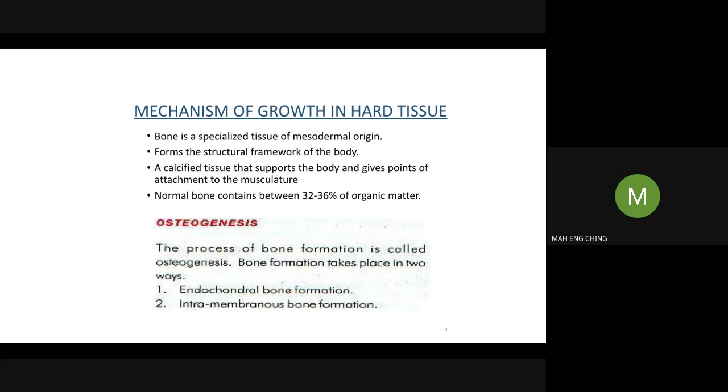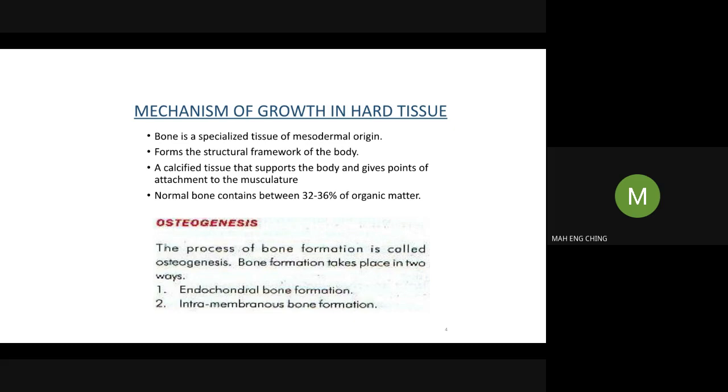So, the mechanism of growth in the hard tissue. We know bone is a specialized tissue of mesodermal origin. It means all the bone is from the mesoderm. Then it forms the structural framework of the body. Without the bone, there's nothing for the muscle and soft tissue to attach to. It is a calcified tissue that supports the body and gives the point of attachment for all the muscle. Normal bone contains about 32 to 36% organic matter, and the rest is calcified tissue.